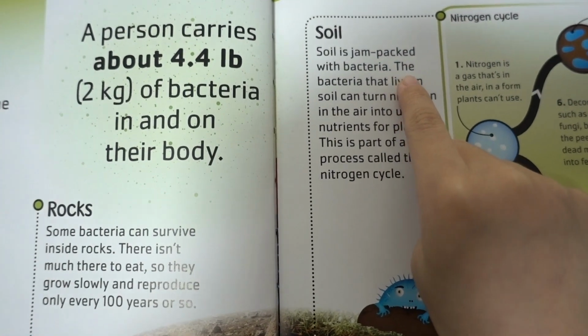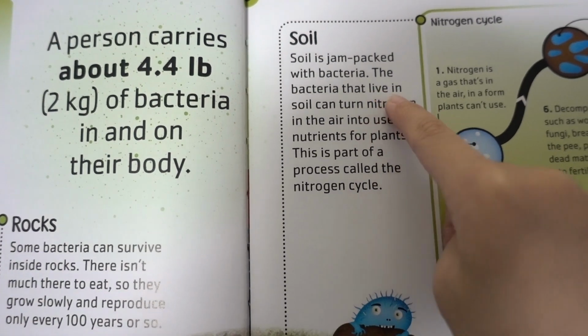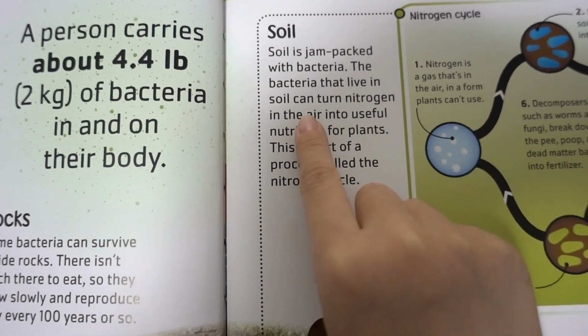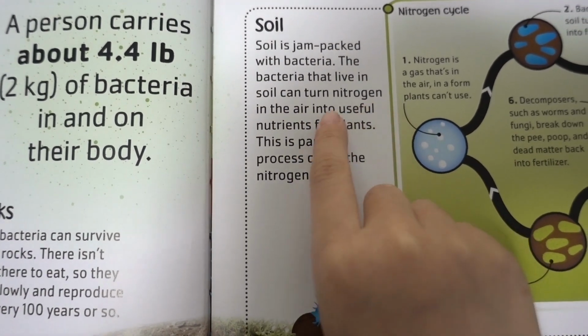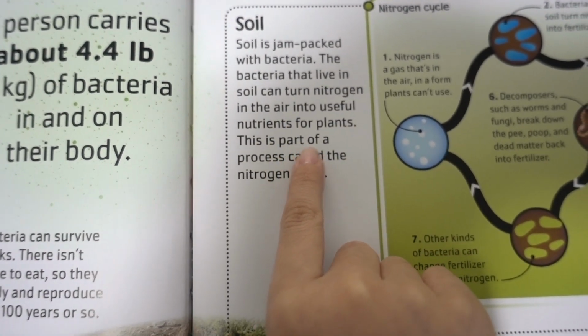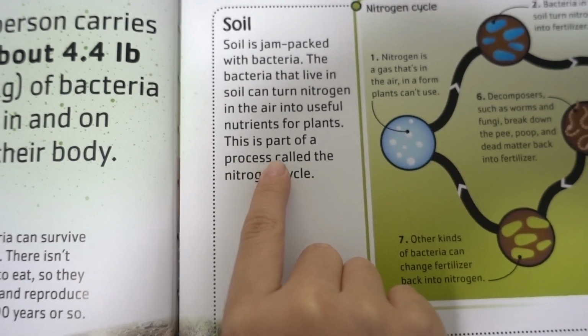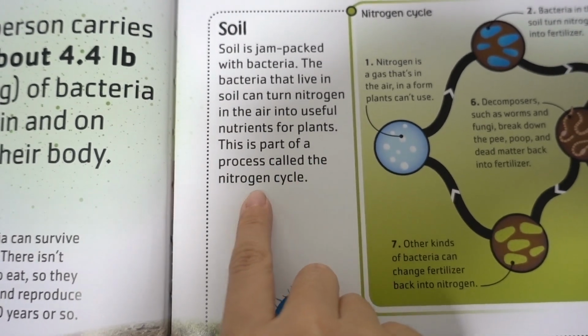Soil. Soil is jam-packed with bacteria. The bacteria that live in soil can turn nitrogen in the air into useful nutrients for plants. This is part of a process called the nitrogen cycle.